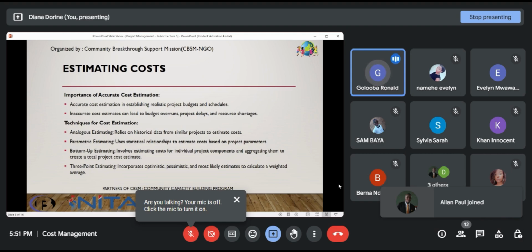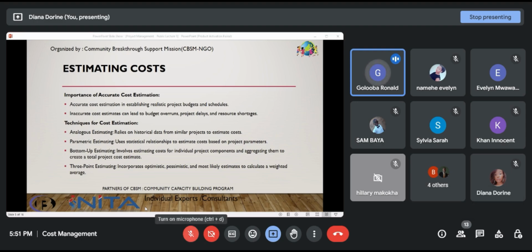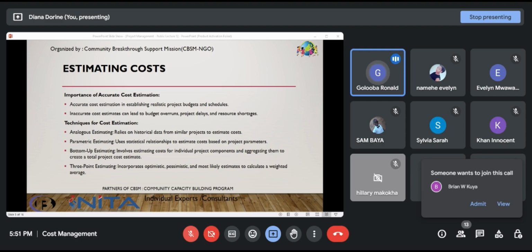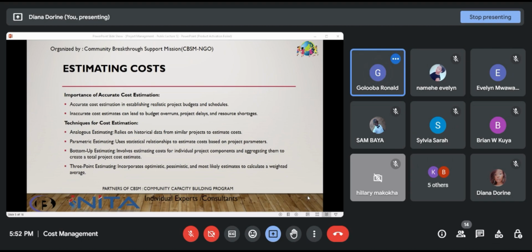Okay. So, like we said, the first process is estimating costs. Some of the importance of estimating costs is that you are able to establish realistic project budgets and schedules. Then you are able to avoid inaccurate cost estimates that can lead to budget overruns. Budget overruns are when you have a budget, but the expenditures exceed what you planned. And as you know, costs can also lead to project delays, especially if you didn't budget properly, then you don't have the money to spend on given activities in your project, and then those activities may be delayed, or you may not even undertake them. It also leads to resource shortages if you don't estimate your costs well.